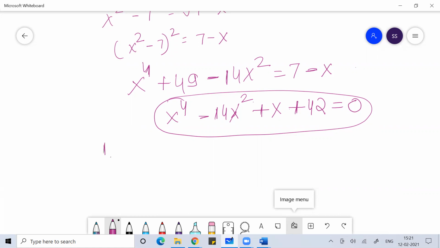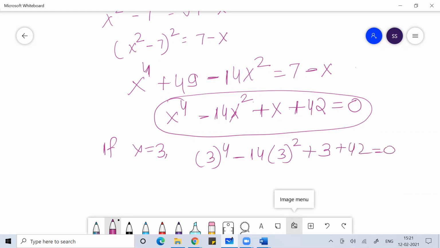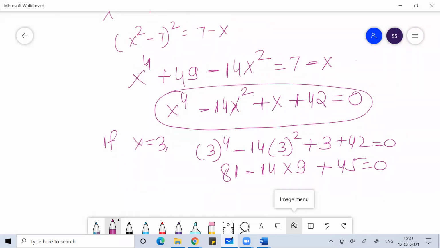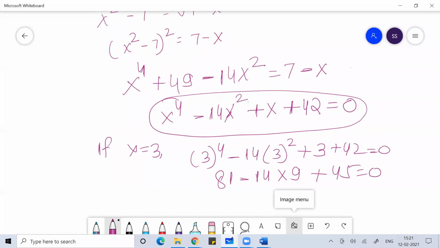If you try x equal to 3, you'll get 3 to the power 4 minus 14 into 3 square plus 3 plus 42 equal to 0. 3 to the power 4 is 81, minus 14 into 9, plus 45 equal to 0. 81 plus 45 is 126, and 14 into 9 is also 126. So it equals 0, which means x is equal to 3. So you got the answer.